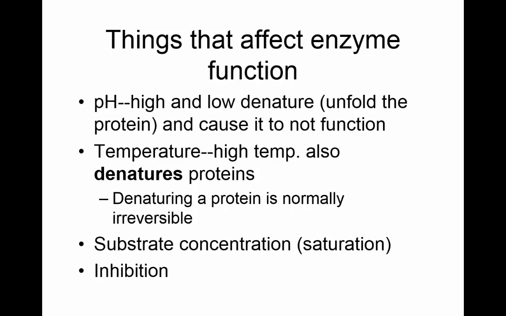So let me talk just briefly about pH and temperature. So pH, both high and low pH, are able to denature proteins, which unfolds the protein. And when you're an enzyme, you're a protein, of course. And when you unfold as an enzyme, you lose your active site shape, and that causes the enzyme not to function very well. So there's an optimal pH for every enzyme. Temperature as well has an optimal range.